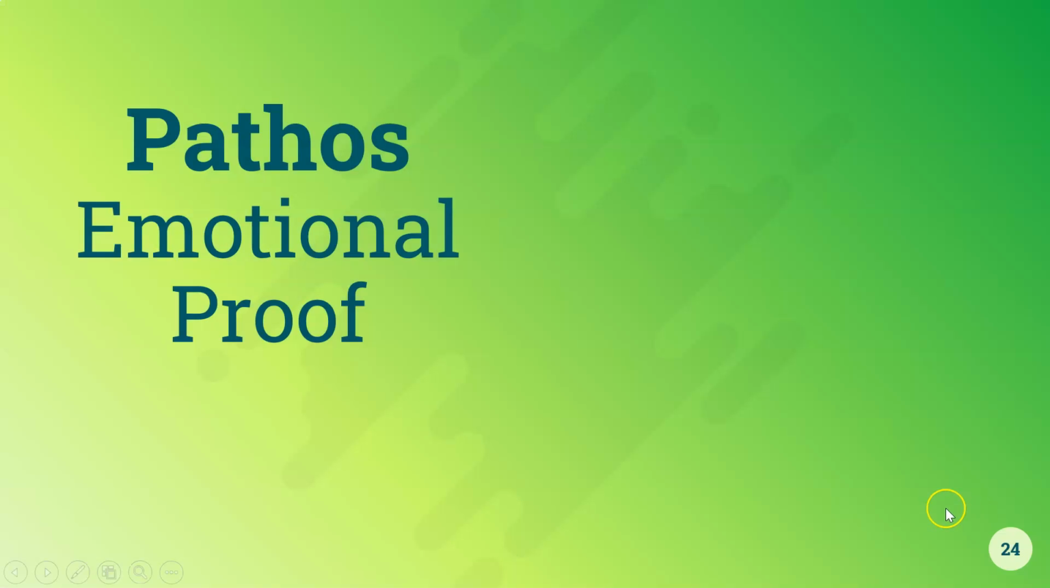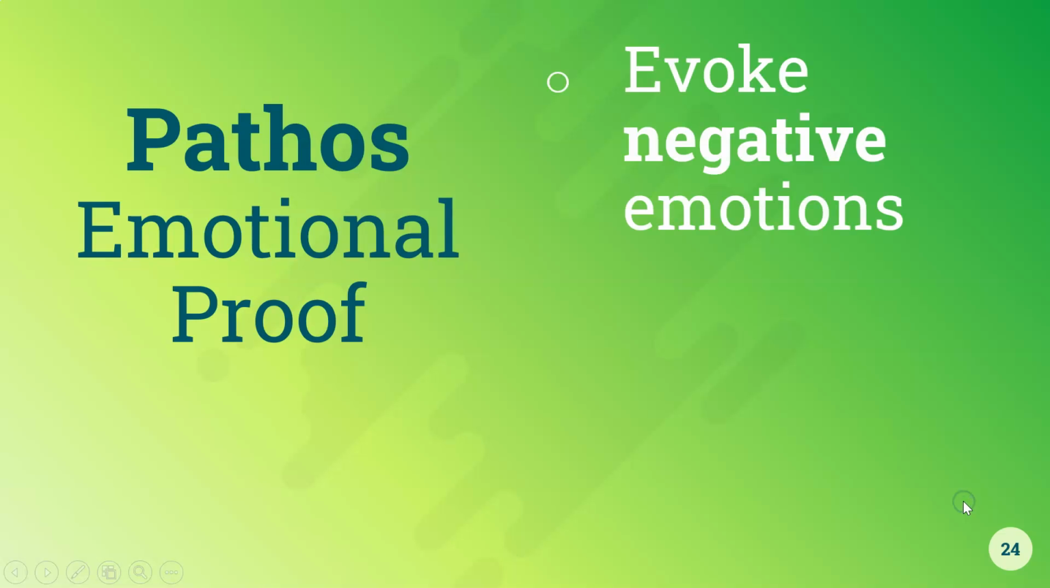Okay, pathos is using emotional proof. Now you can evoke negative emotions. And negative emotions might be fear or guilt or shame, anger, sadness. And this can be a very, very powerful way to get your message across. So if you plan to evoke negative emotions, what you need to do is really scare the heck out of your audience. Describe the dangers in a lot of detail and do not beat around the bush.